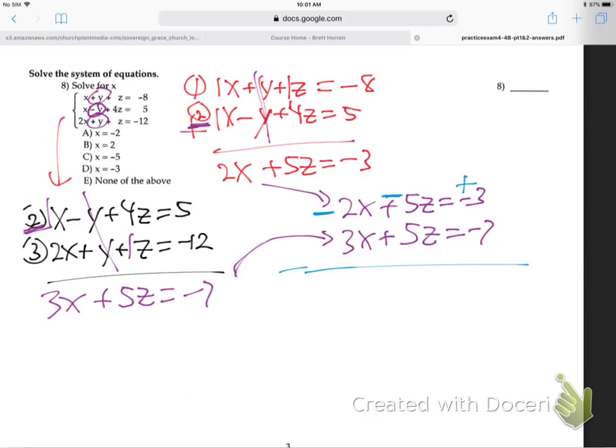Now add them up. So 3x minus 2x, 1x. 5z minus 5z cancels. Plus 3 minus 7 is minus 4. X is minus 4. It's none of the above. How disturbing. Is that the real answer? Okay, after all that work. We good on that? All is well? All right.